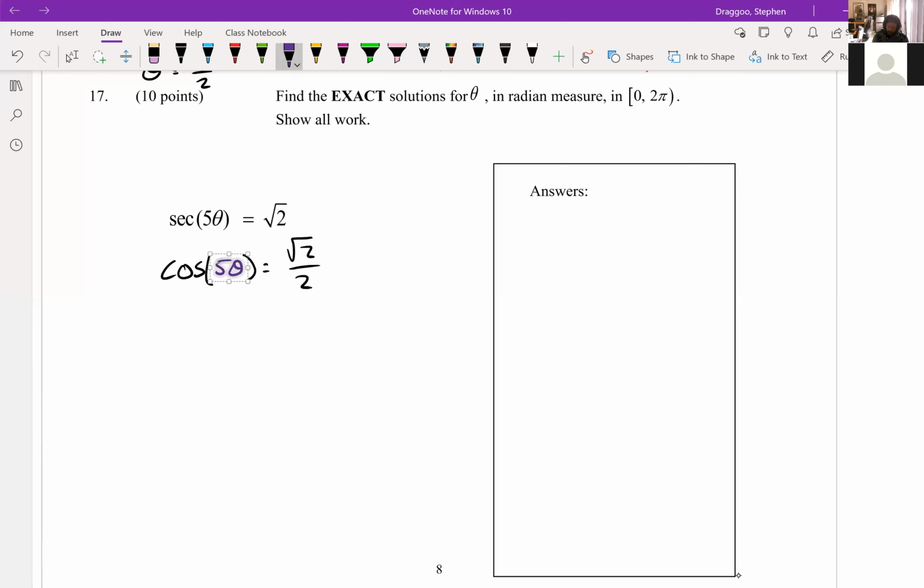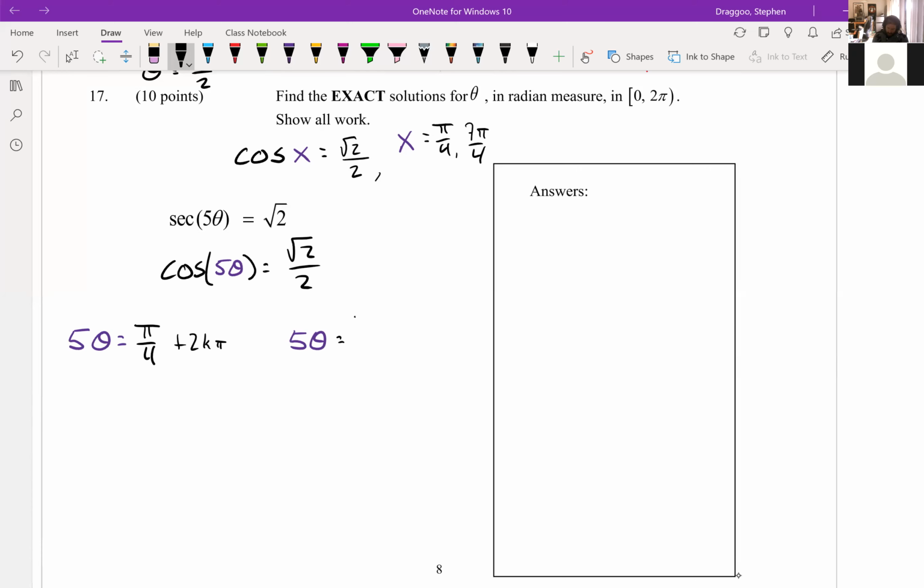Let me just hang out and look at that cosine of 5 theta for a second. I know that if cosine of x is equal to root 2 over 2, that means that x is going to be pi over 4 and 7 pi over 4. Meaning, I'm going to end up with a couple of equations. 5 theta is equal to pi over 4 plus 2k pi, and 5 theta is equal to 7 pi over 4 plus 2k pi. Solve each one of those things for theta.